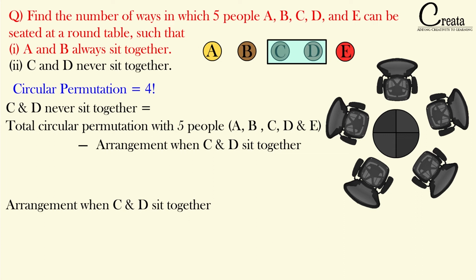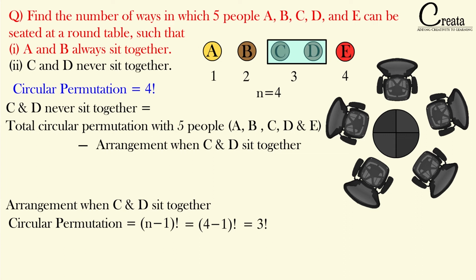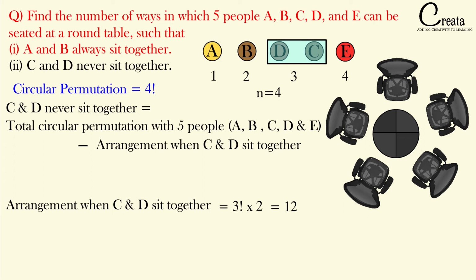So if we consider C and D as a single block, then we get a total of 4 slots, that is n equal to 4. So the circular permutation with n equal to 4 will be (n minus 1) factorial, that is 3 factorial. And C and D can independently form 2 arrangements. So we got our answer as 3 factorial into 2, that is 12. So in 12 ways, C and D can sit together.